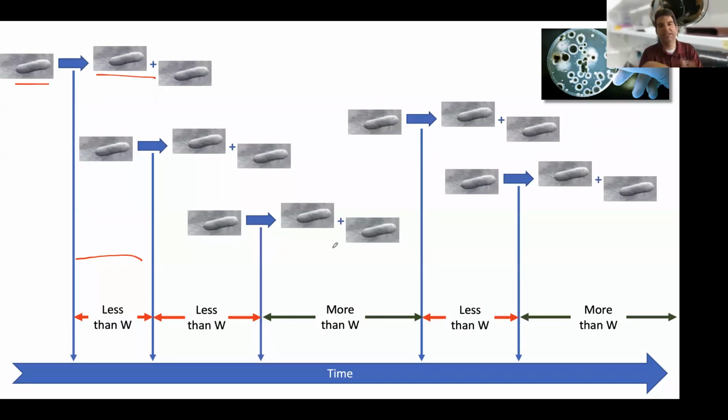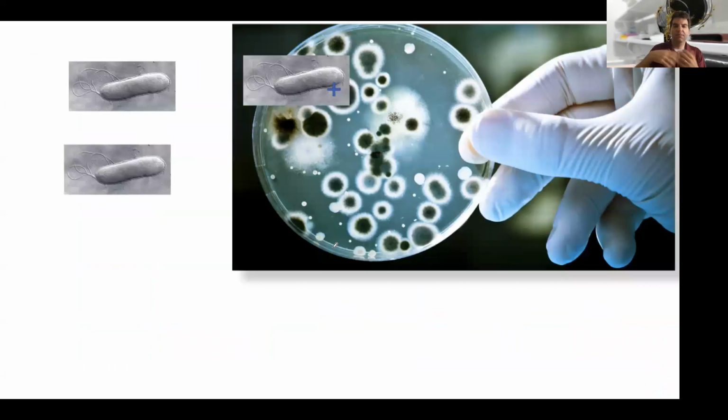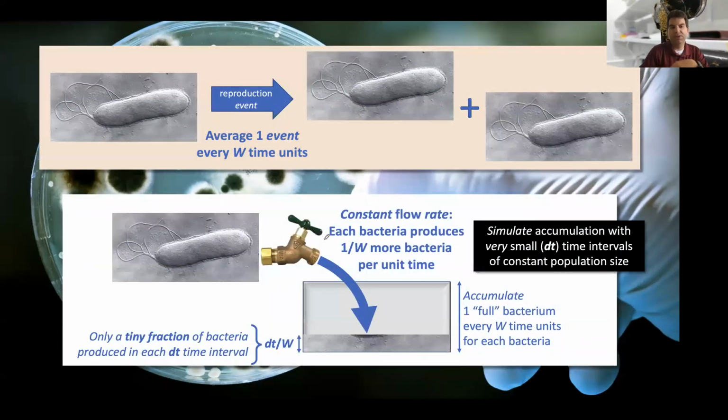So in real life, we can say on average, they double every 2 hours. But that's only an average. In reality, they're actually doubling in less than 2 hours and more than 2 hours. So they're never actually doubling at exactly 2 hours. And so to make our modeling task easier back then, we took this reproduction event, which happened probably never in exactly W time units between events. And we turned that into a constant flow, where we just assumed they were always partially reproducing at a constant rate.